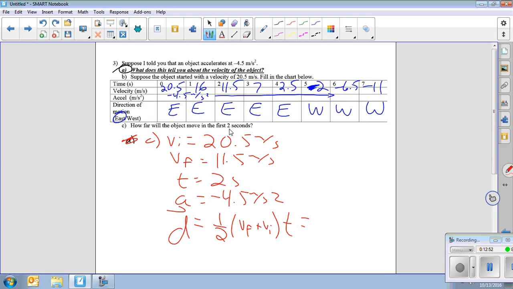And so you're going to get half of 20.5 plus 11.5 times 2. And so it just gives you what? 32 meters, right? All right, so that's that guy.